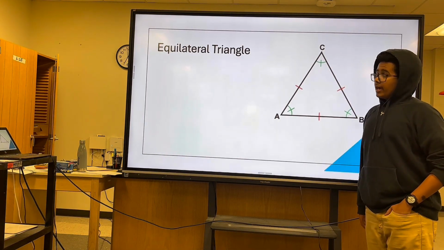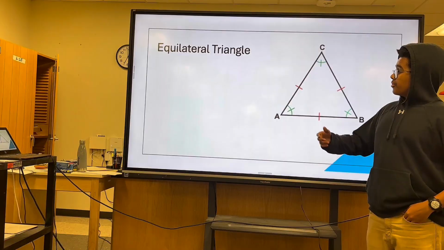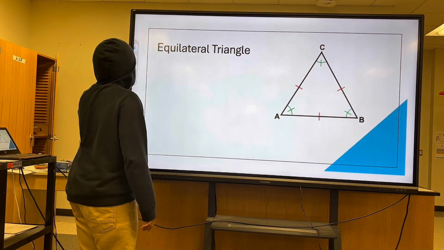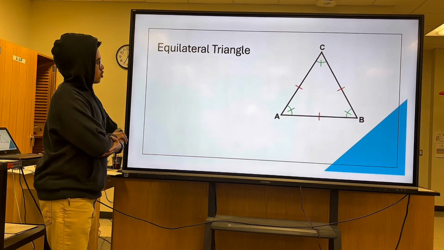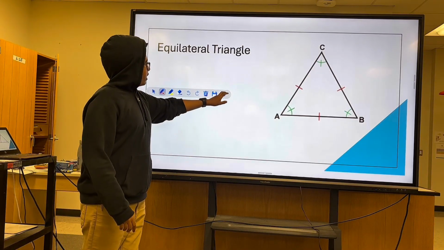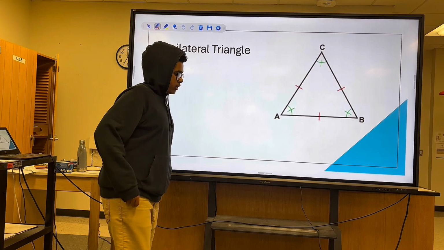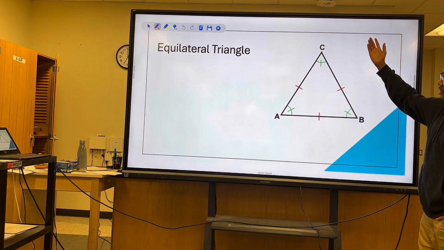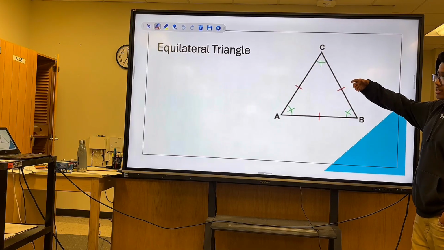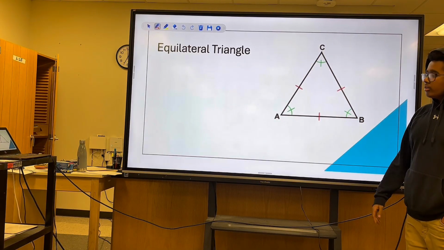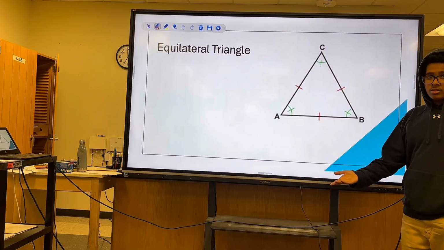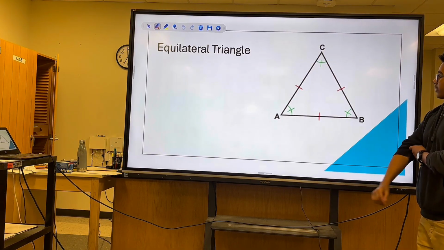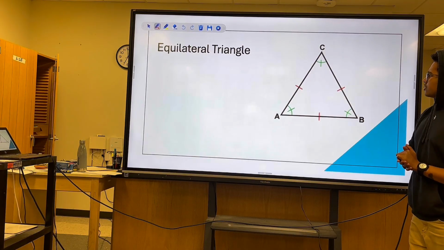Okay, now we're going to derive the 30 degree angle and the 60 degree angle. So let's begin. Right here what we have is an equilateral triangle, and properties of the equilateral triangle include that all the angles are the same, meaning it's equiangular, and also all the sides are equal. So how are we going to derive the Pythagorean identities?